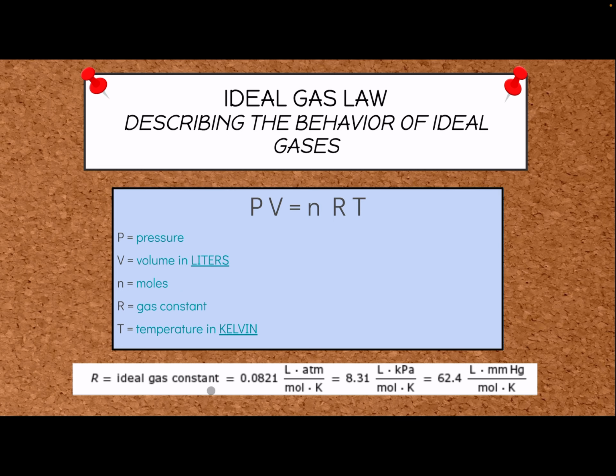You will always be given the gas constants, and you can see them down here at the bottom. Note that there are 3 gas constants. So what is the difference between these? If you look closely, you will see a different unit used for the pressure in each one. So 0.0821 uses atmospheres, 8.31 uses kPa, and 62.4 uses mmHg. So we would need to look at the unit given for pressure in a problem before determining which of these R values we need to use.